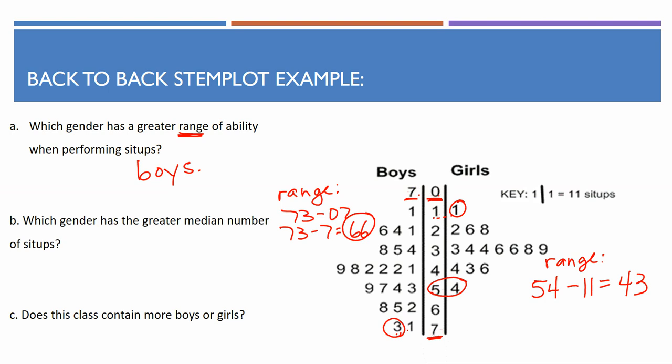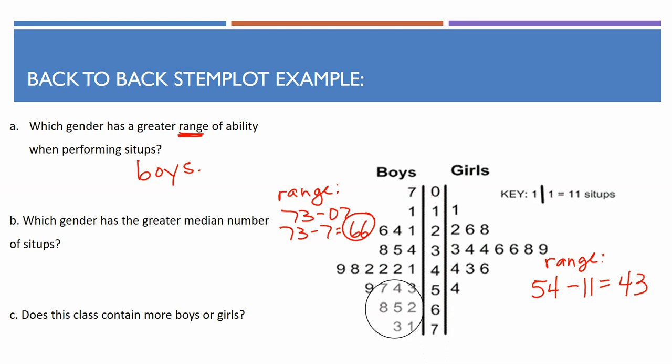And you can see that because the girls, when you look at the actual plot, are kind of smushed together. They don't spread out quite as wide as the boys. So range is really talking about how spread apart the data is. So next question, which gender has the greater median number of sit-ups?